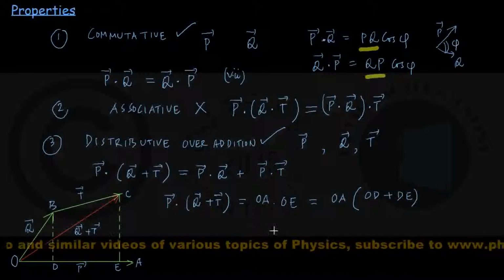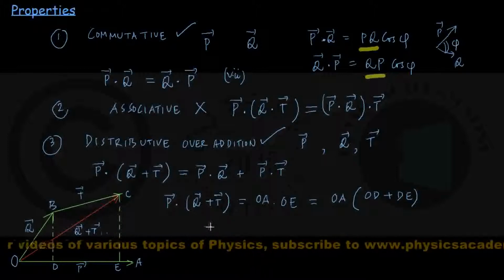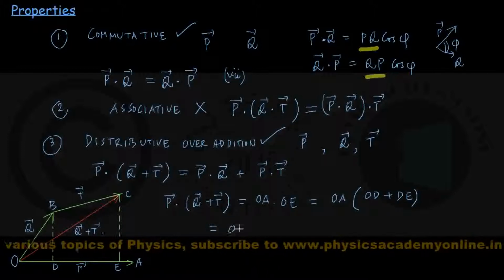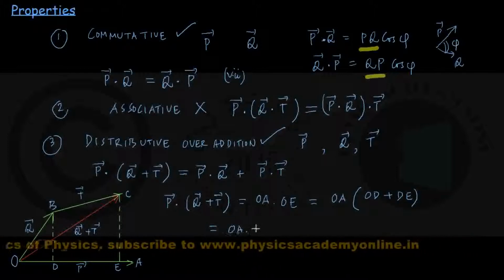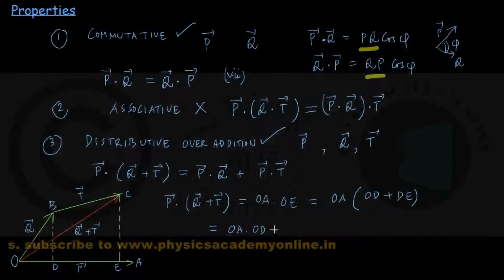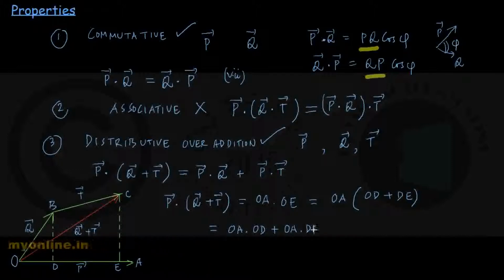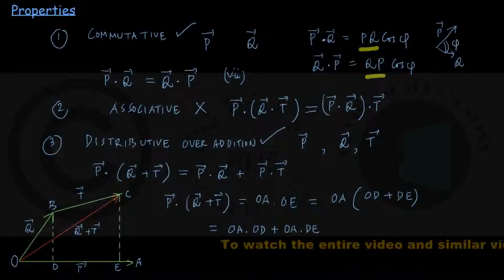They are all scalar quantities, so I can break it up simply, and it's coming out to be OA into OD plus OA into DE. I repeat here, these dots are not standing for dot product. This is the dot product symbol. This is just to show we are multiplying lengths. Each quantity here I have written so far, they are scalar quantities only.